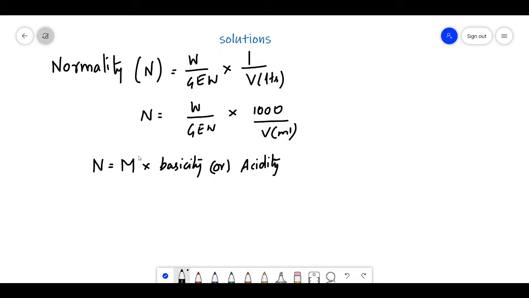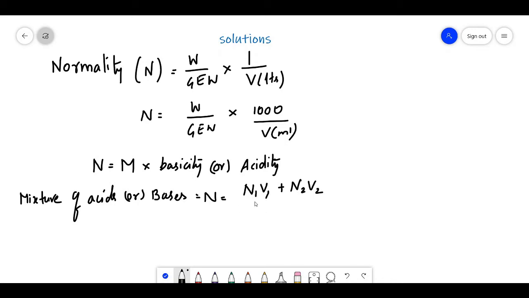Next, in the same way, if two acids are mixed, so it is a mixture of acids or bases, then the normality can be taken as N1V1 plus N2V2 by V1 plus V2.